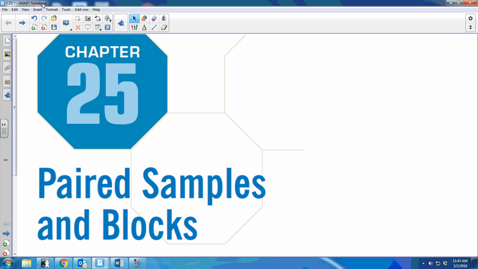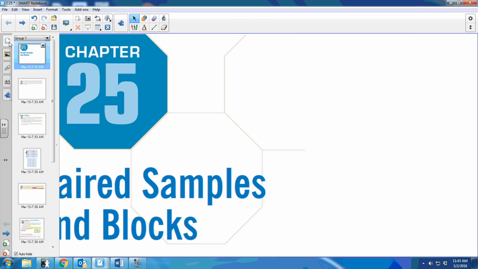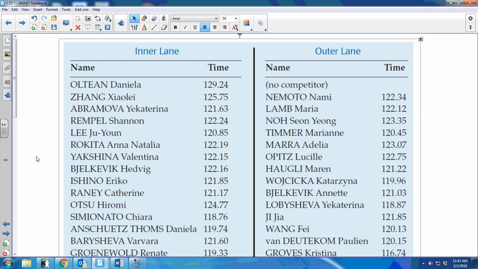So in the book, we are talking about speed skating. Yes, they're all foreign, so I'm not going to try to say any of their names. But you have speed skating.